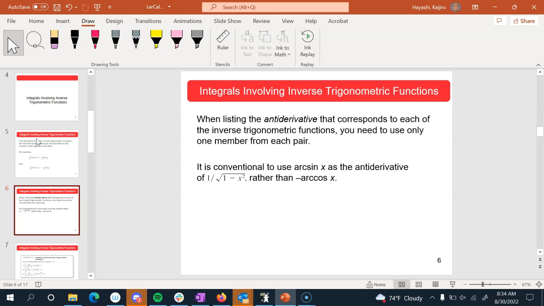Right, so let's say you start off with 1 over the square root of 1 minus x squared. If you try to integrate that, you could say the antiderivative is arcsine, but you could also say it's negative arc cosine, but there would be no need to. So it's not wrong, but don't force yourself to remember 6 derivatives or antiderivatives when you can get away with knowing only three.